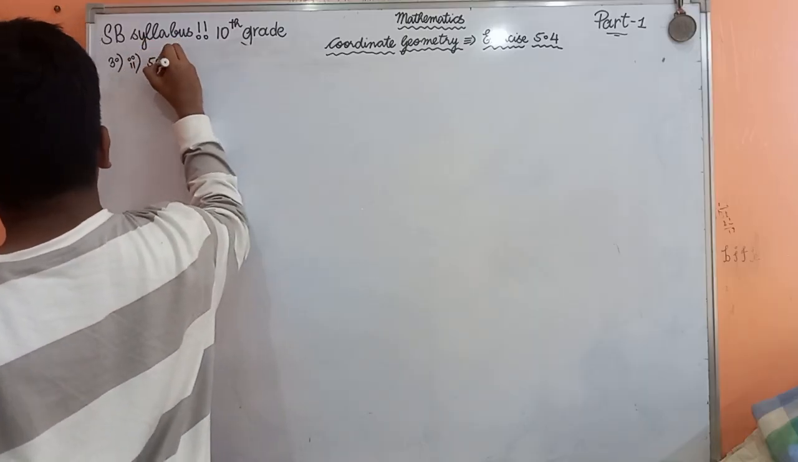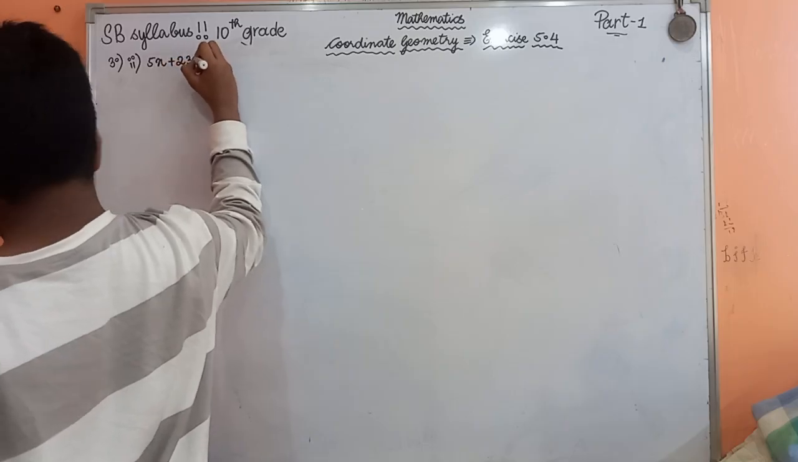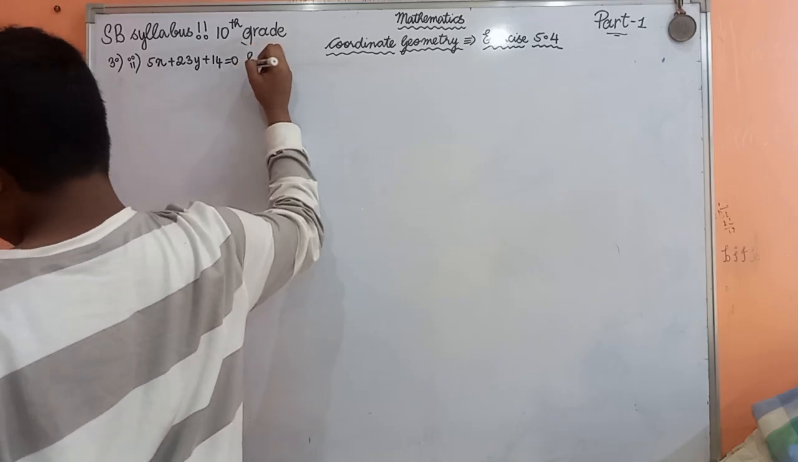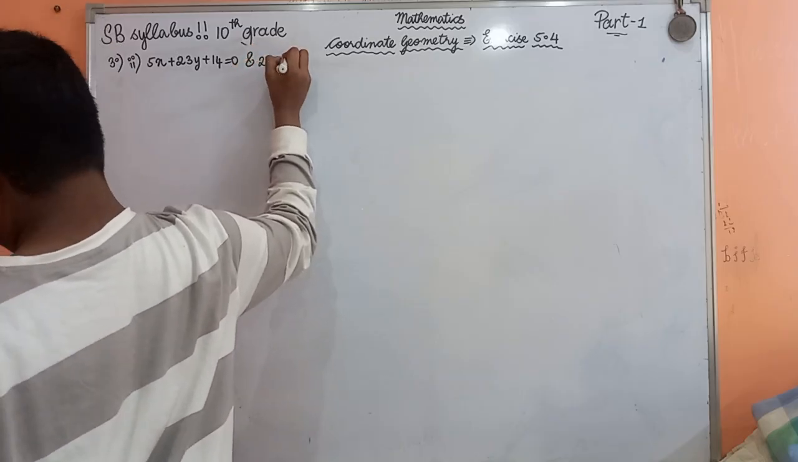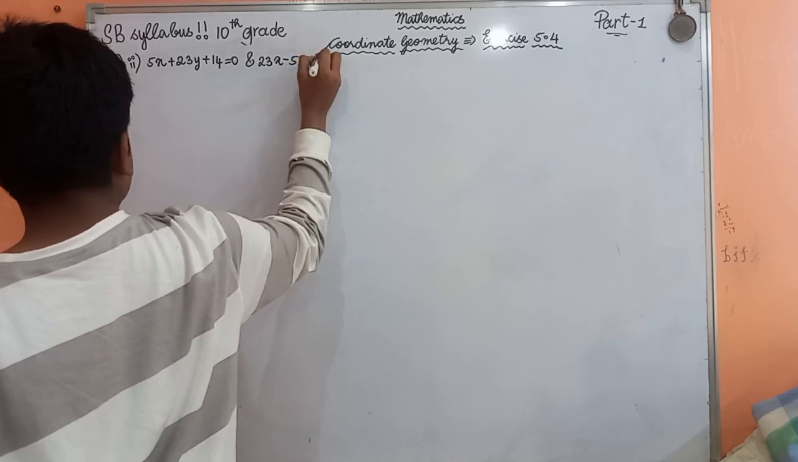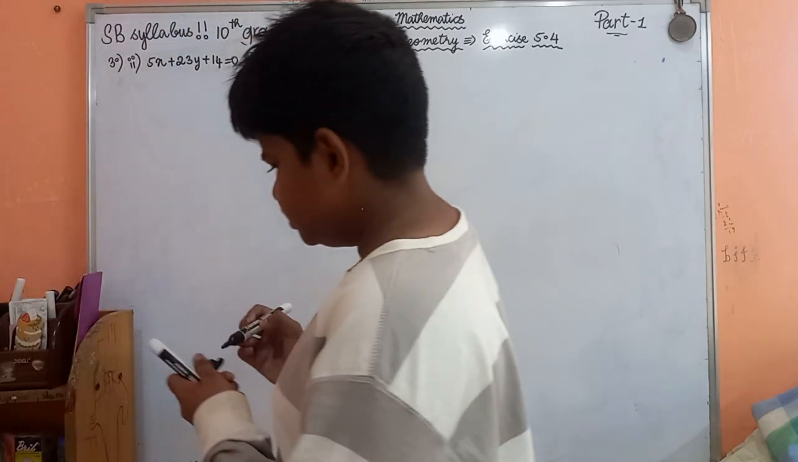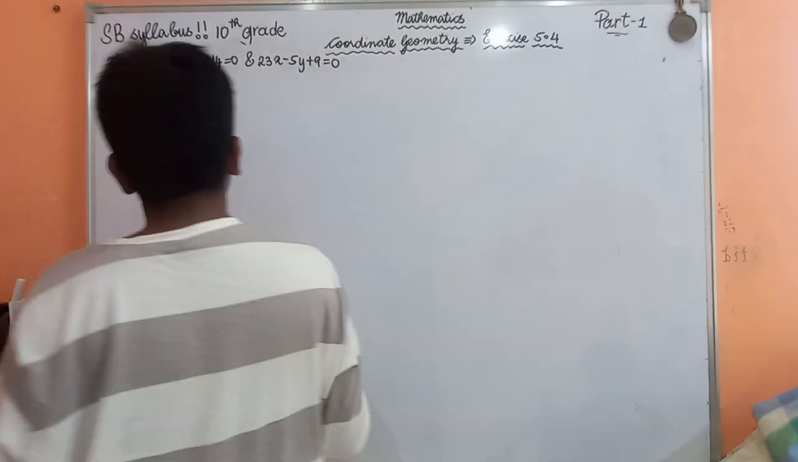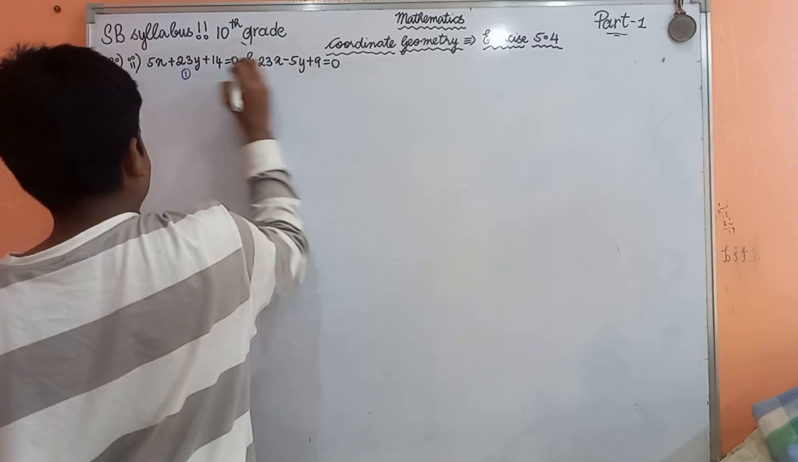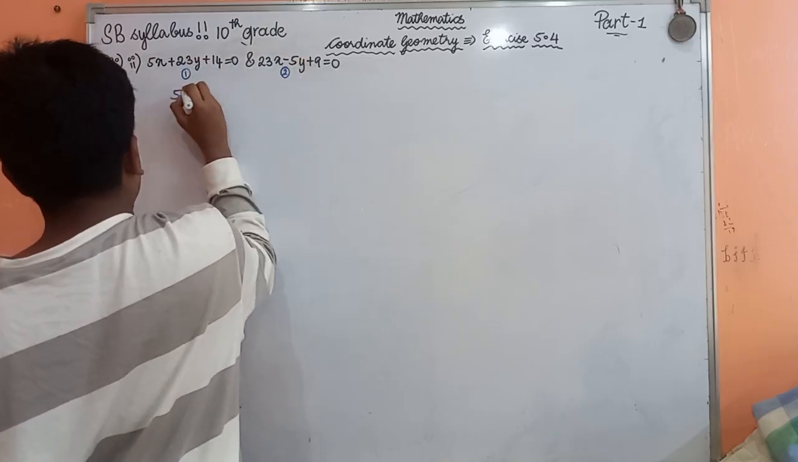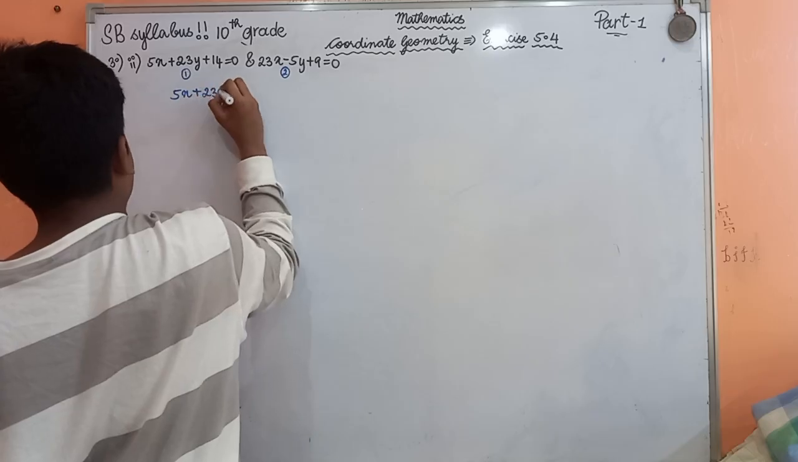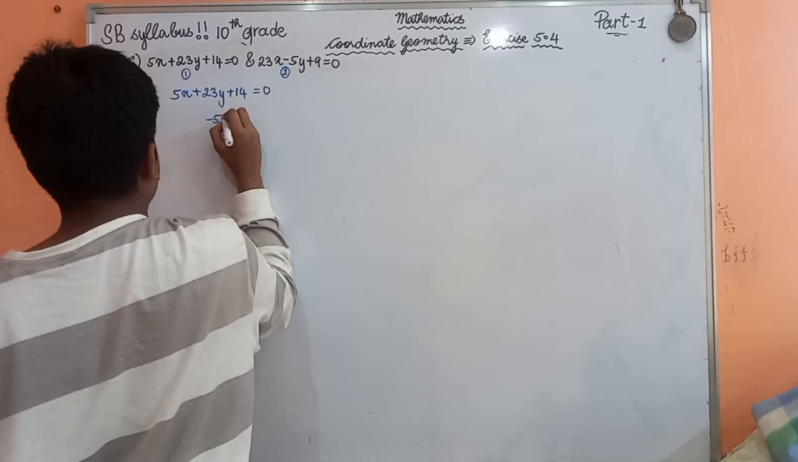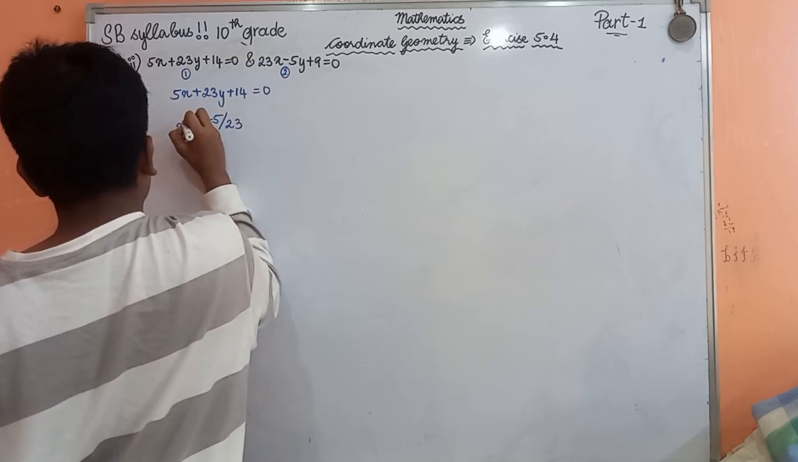It will be 5x + 23y + 14 = 0, and 23x - 5y + 9 = 0. So guys, it's exactly the same steps as the first sum. We have to find m1 and m2. This is the first equation: 5x + 23y + 14 = 0. The slope is minus 5/23. This is m1.